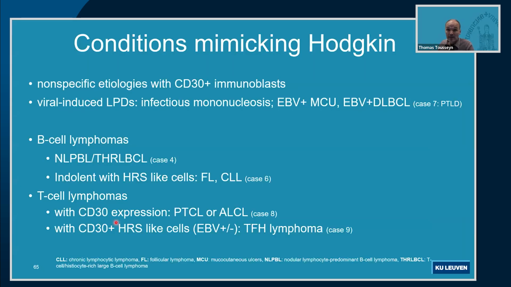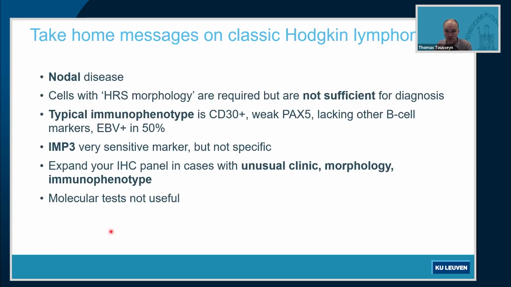So in summary, there are many conditions that can look like Hodgkin lymphoma. There are non-specific lesions with CD30 positive immunoblasts. There are lots of viral-induced LPDs, mainly EBV related. And then there are B-cell lymphomas with cells that look like Reed-Sternberg cells. There are T-cell lymphomas with CD30 expression or with CD30 positive HRS-like cells. So know that the presence of HRS cells is not enough to make a diagnosis. You have to look both at the expression pattern and the morphology of the individual cells, and also look at the composition of the background in order to make your diagnosis.